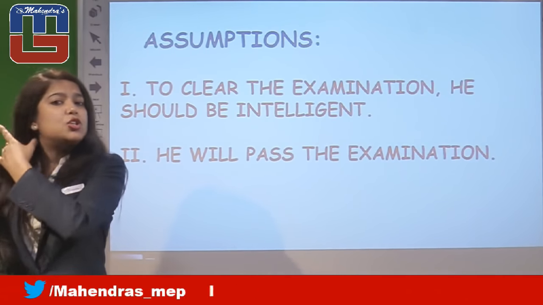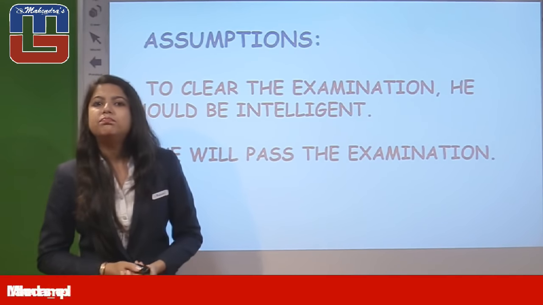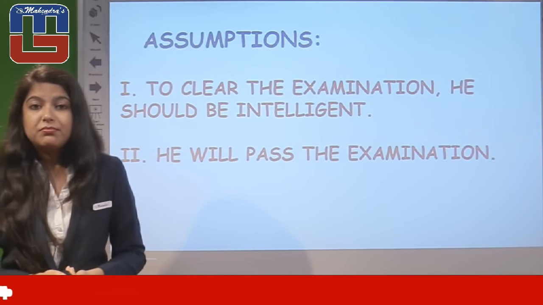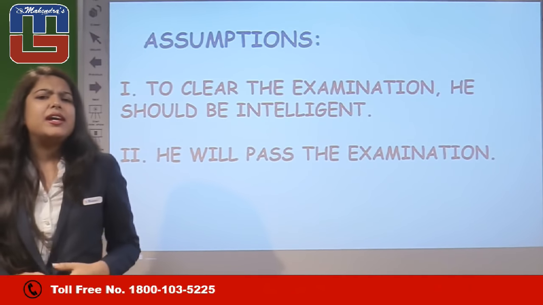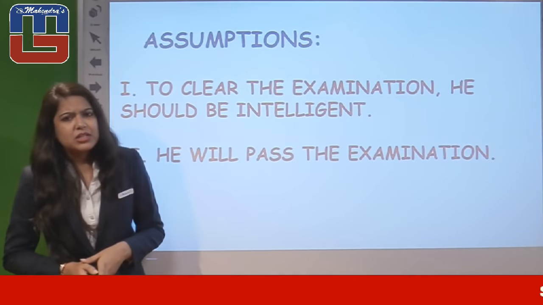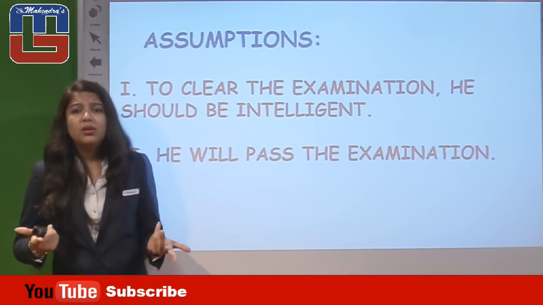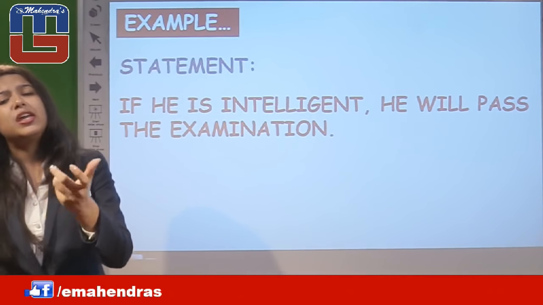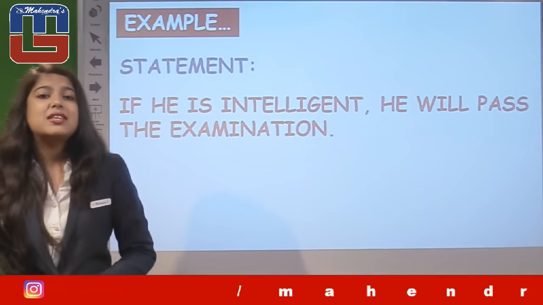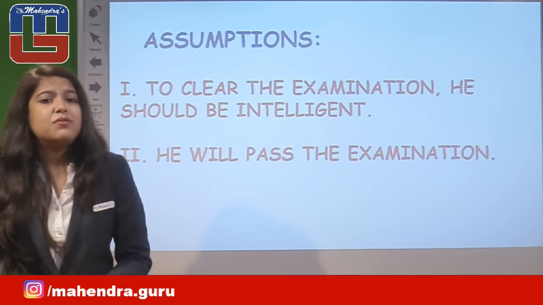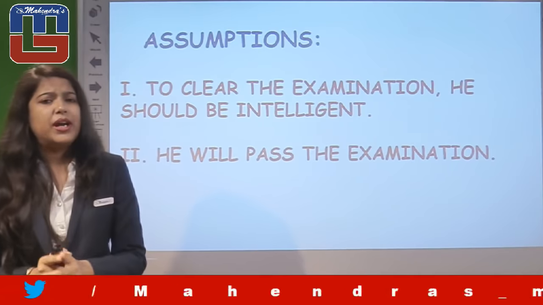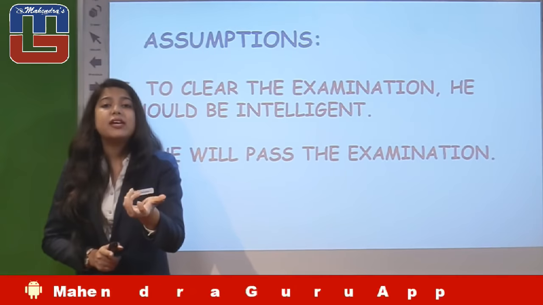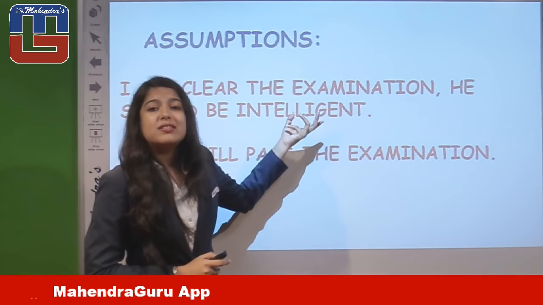Assumption number 1: to clear the examination, he should be intelligent. Second one declares: he will pass the examination. How and why? Because in the statement it was just mentioned, if he is intelligent, he will pass the examination. And assumption 1, which makes a relation to it, that to clear the examination he should be intelligent, can be declared, or we can say this could be our implicit assumption.